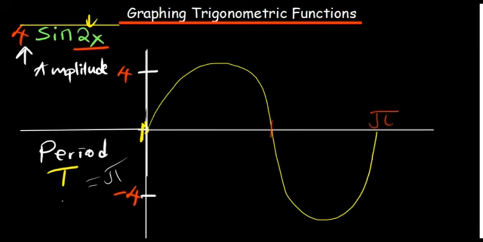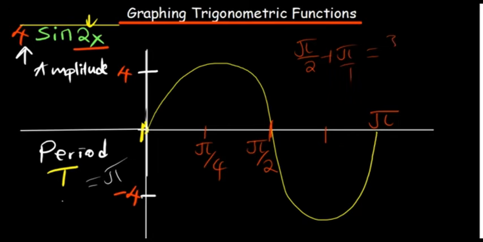Okay, so we know this is the middle point. So what's the half of pi? It's going to be pi over 2. And then of course, what's the half of pi over 2? It's going to be pi over 4. And then of course you need to find the middle part between pi over 2 and also pi. So pi over 2 plus pi is obviously going to give us 3 pi over 2. And then if you divide it by 2, it's going to give us 3 pi over 4. Okay, so this is basically what we have on our graph.